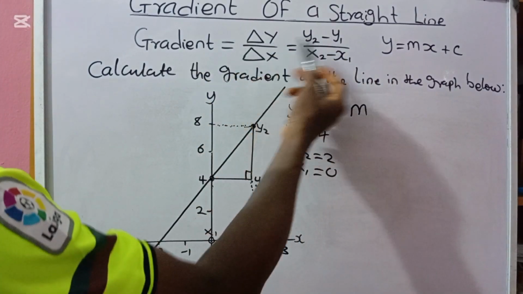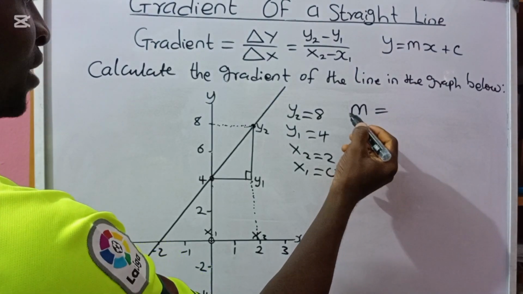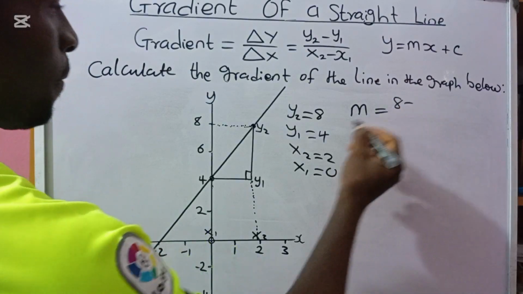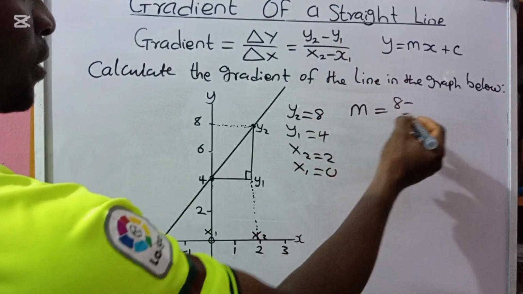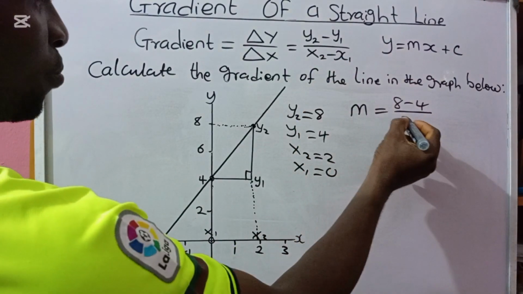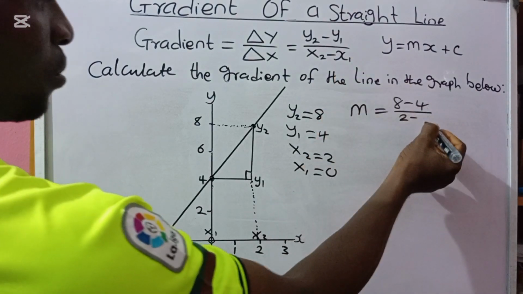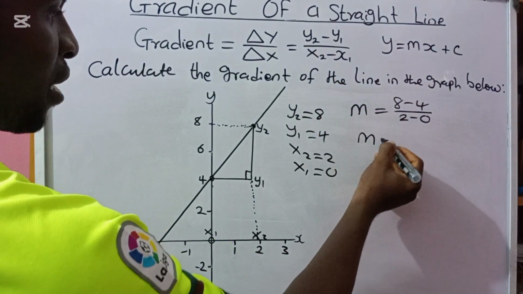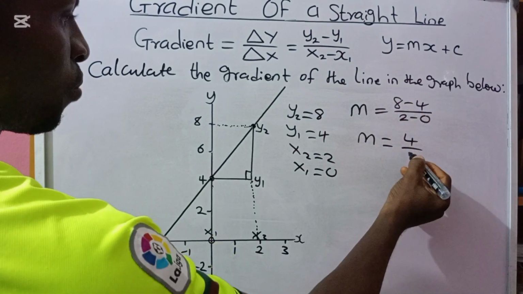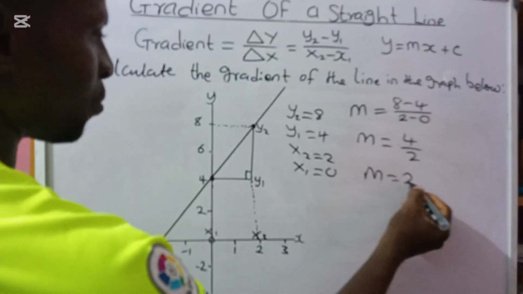So to determine the gradient of this particular line, as you can see from the equation here, this is the formula for calculating the gradient of a straight line. So m, which represents the gradient, equals y2, that is 8, minus y1, that is 4, all over x2, that is 2, minus x1, that is 0. So from there, 8 minus 4 will give us 4, over 2 minus 0 will give us 2. Therefore, the gradient of this particular line is equal to 2.